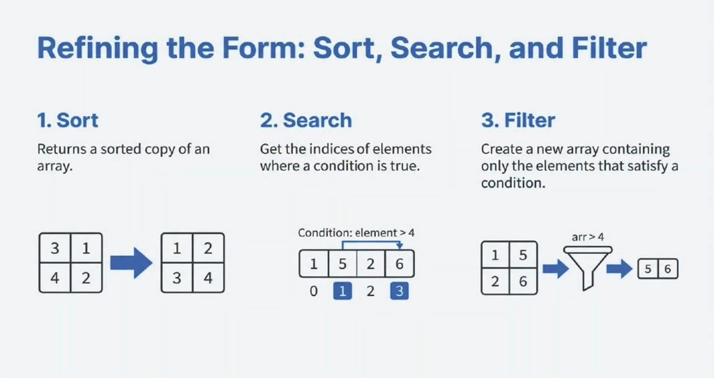The 3 common data operations are sort, search, and filter. Sorting arranges data in ascending or descending order. Searching finds indices where a condition is true. Filtering creates a new array that satisfies a condition. These operations are widely used in data analysis workflows.